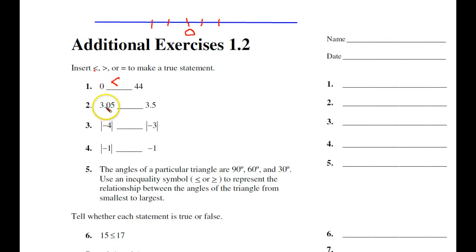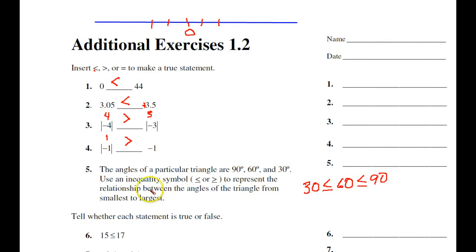Now here you have to be careful of the decimal points. So on the number line, and I'm making little marks, this is a plus, this would come to the left of it, so this is less. Now absolute value, this comes out of that as a 4, this comes out of the absolute sign as a 3, so 4 is greater than 3. And this comes out as a 1, so 1 is greater than negative 1.